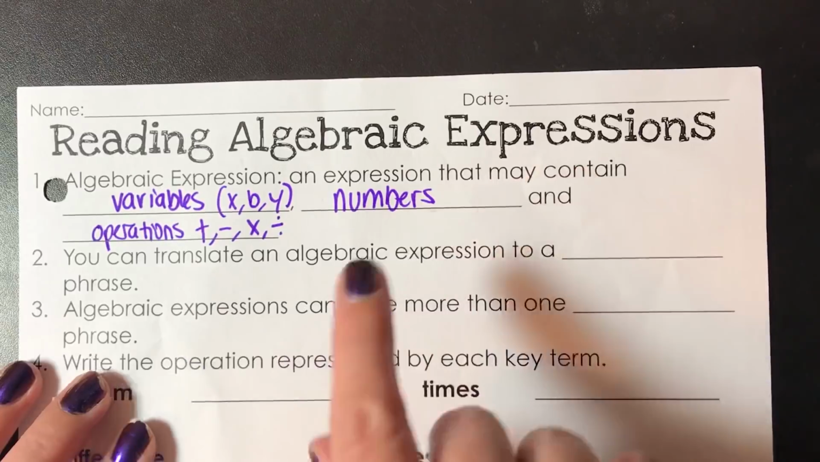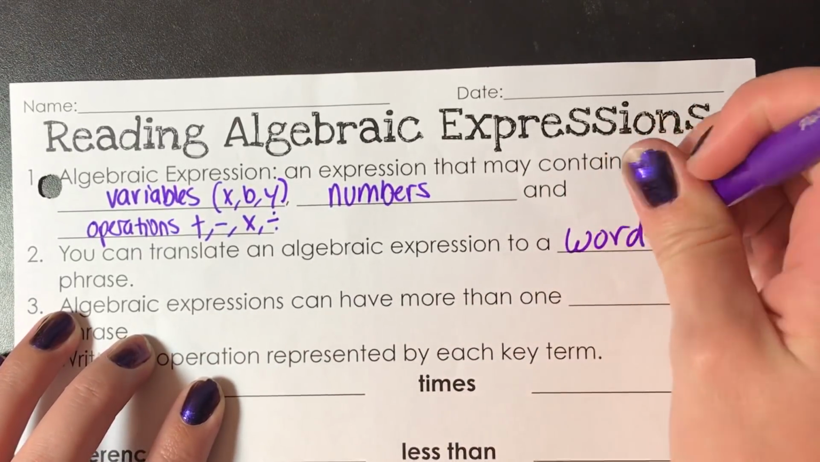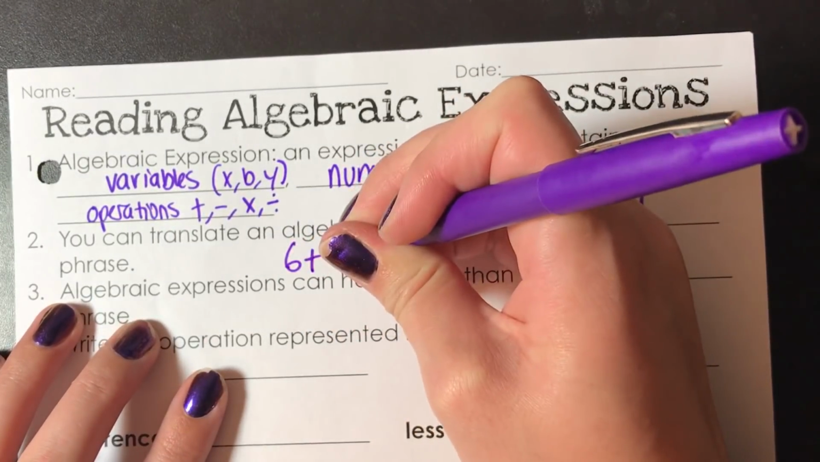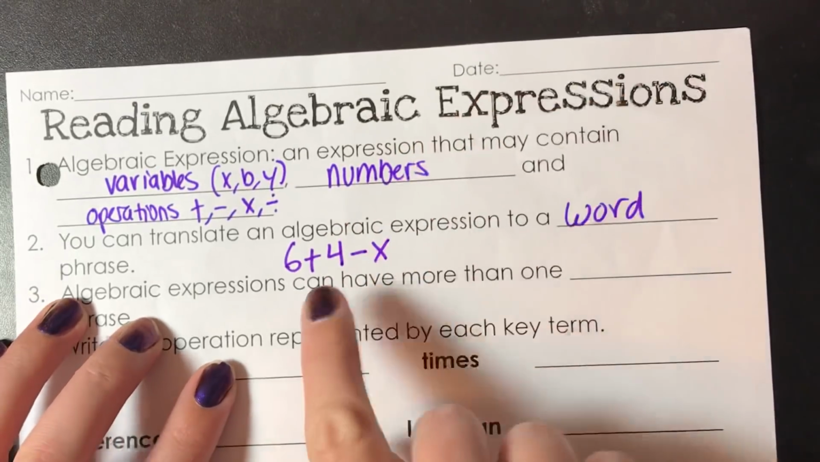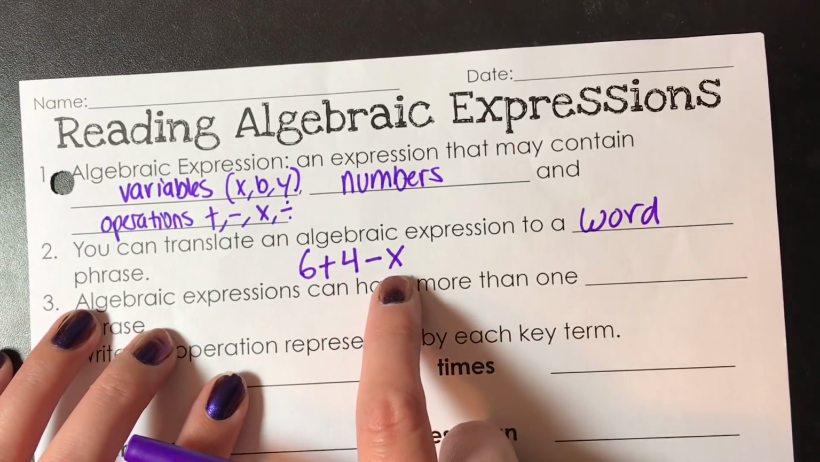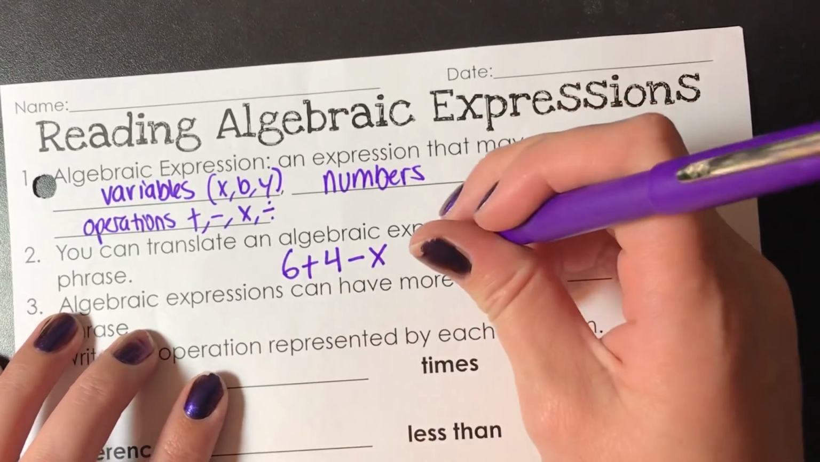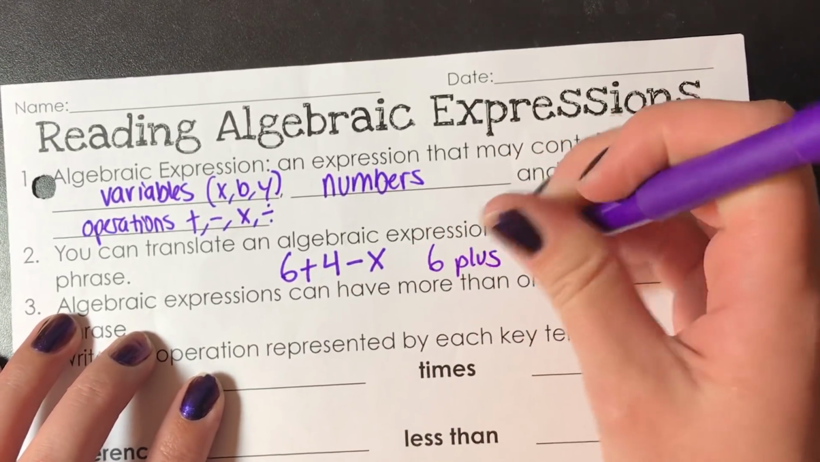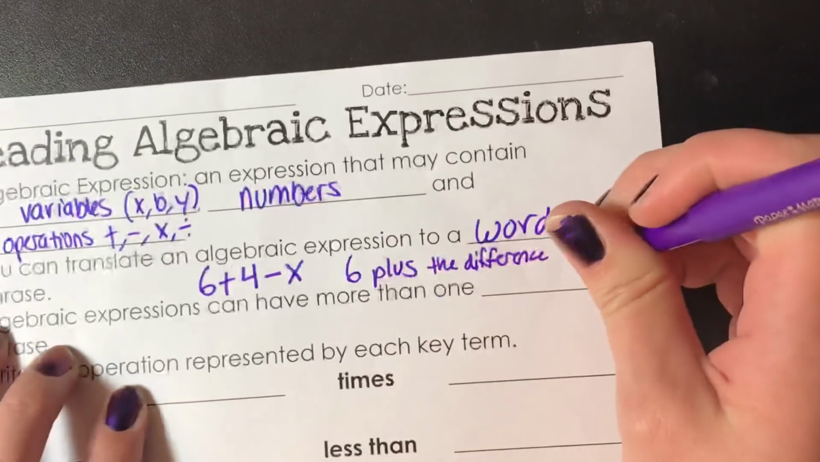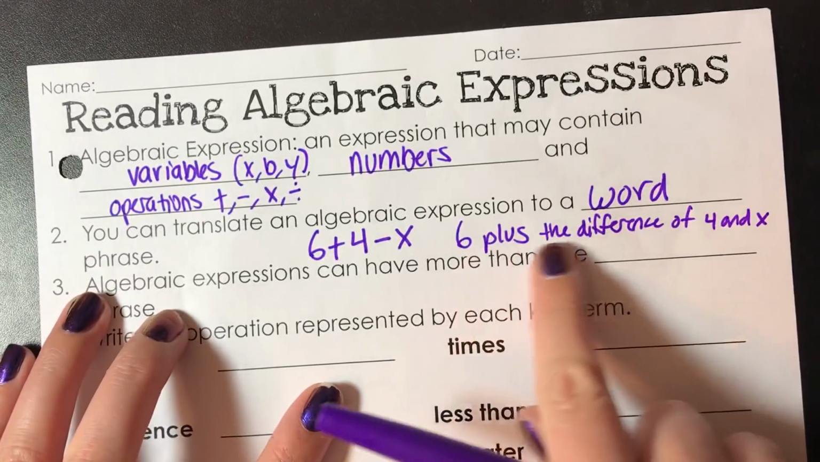So we're going to talk about translating these into word phrases. So like, for example, if I said this, I have an algebraic expression. I have my numbers, I have my operations, and I have one variable. So you would see something like this, and I want to say a word phrase would be like 6 plus the difference of 4 and x. This is what we're doing.